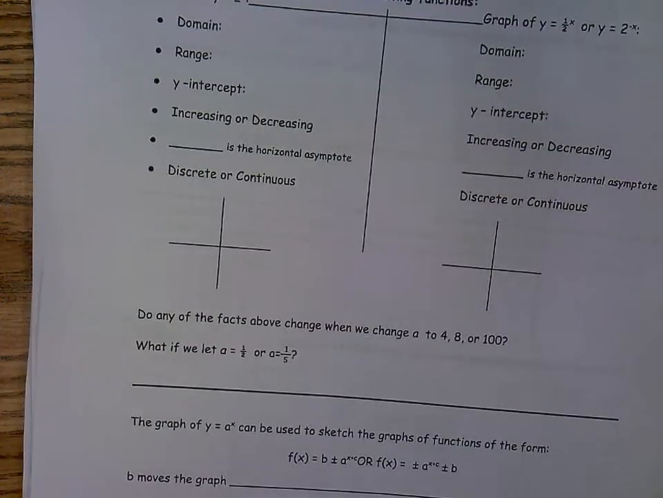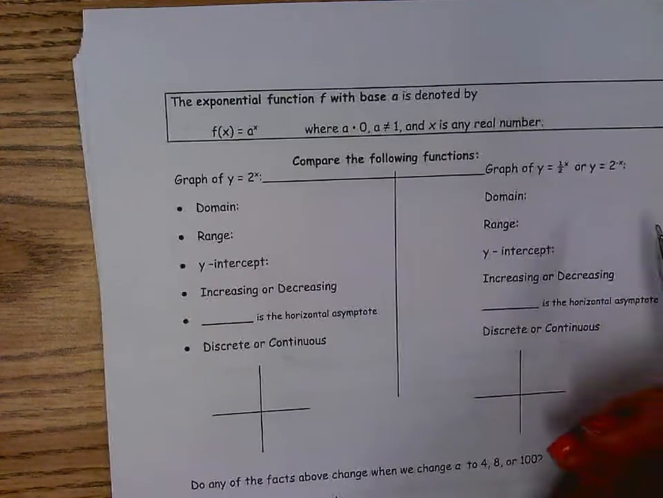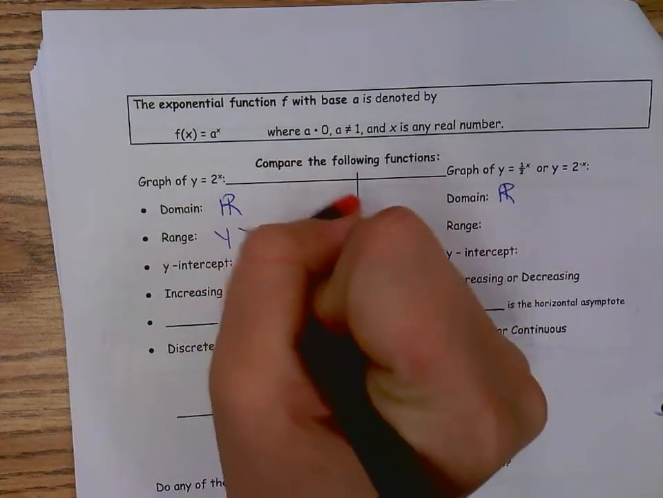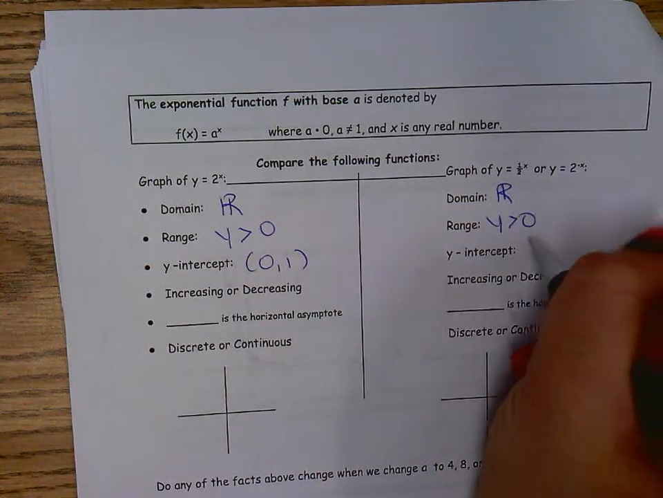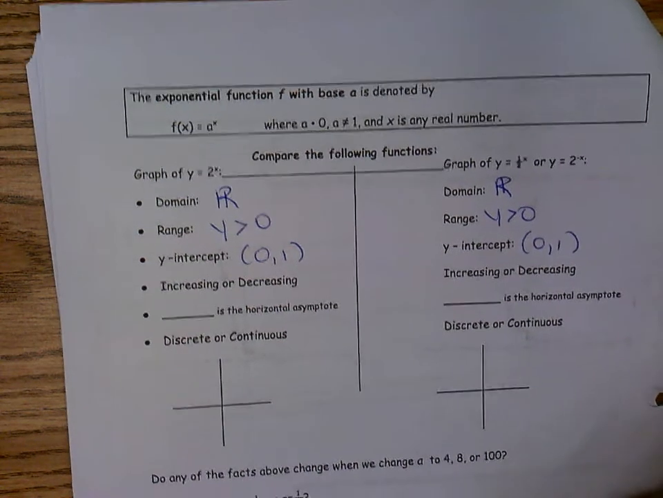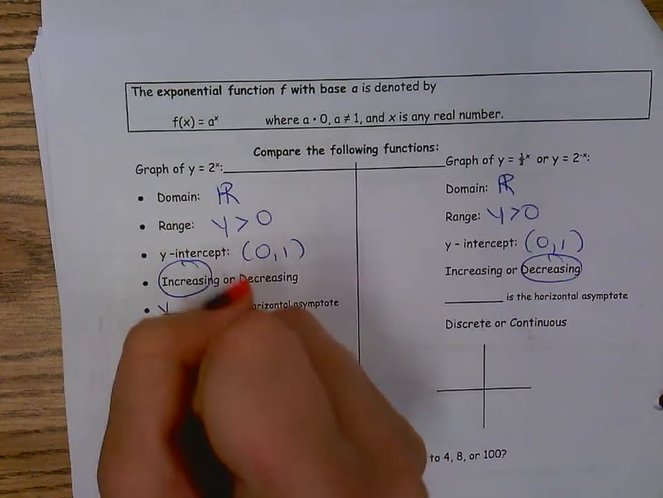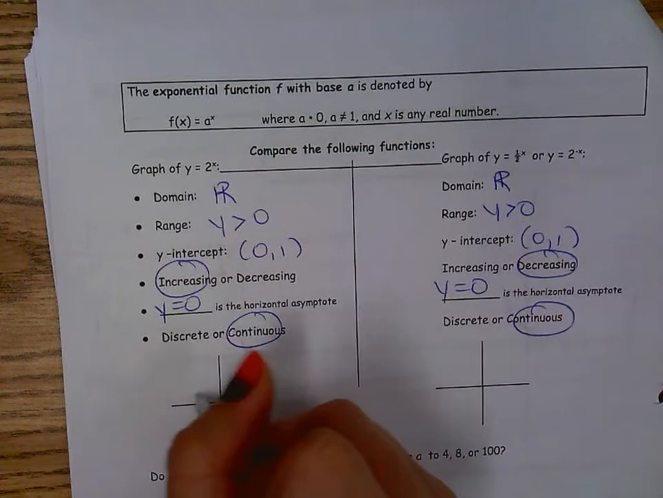So let me just write that under on this next page. And then we'll talk about kind of the bottom in 1 second. So the domain is always all real numbers. The range is always y is greater than 0. The y-intercept is always 0, 1. Growth is increasing. Decay is decreasing. They're both y equals 0. They're both continuous. This one goes up, this one goes down.